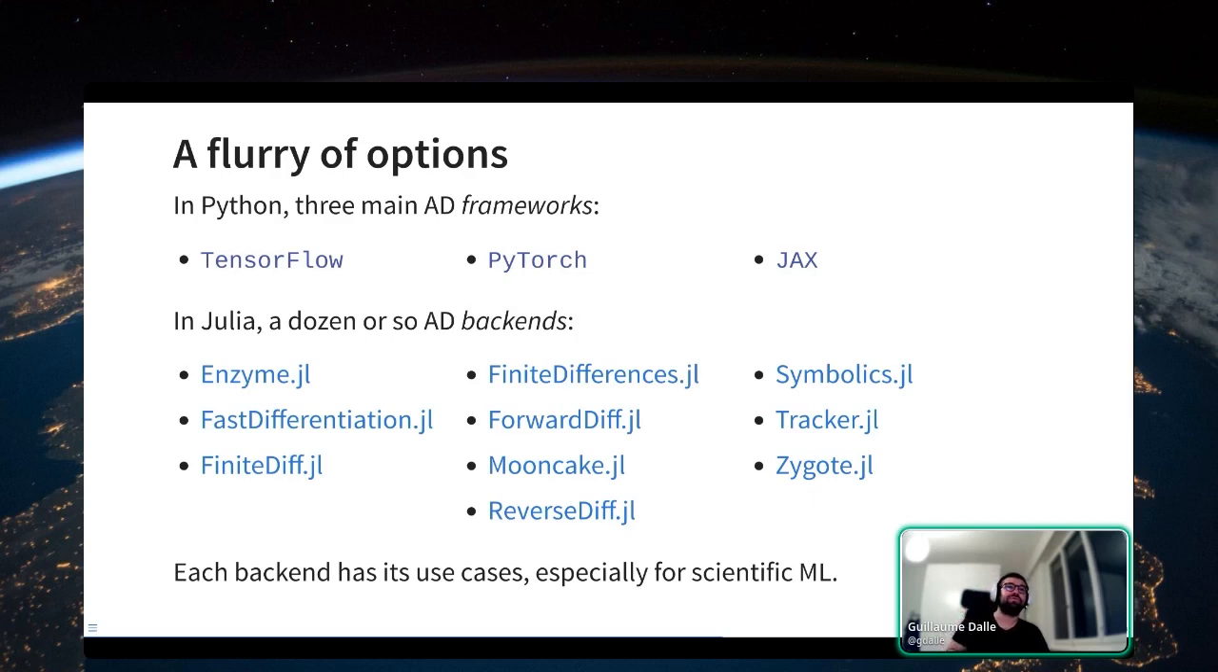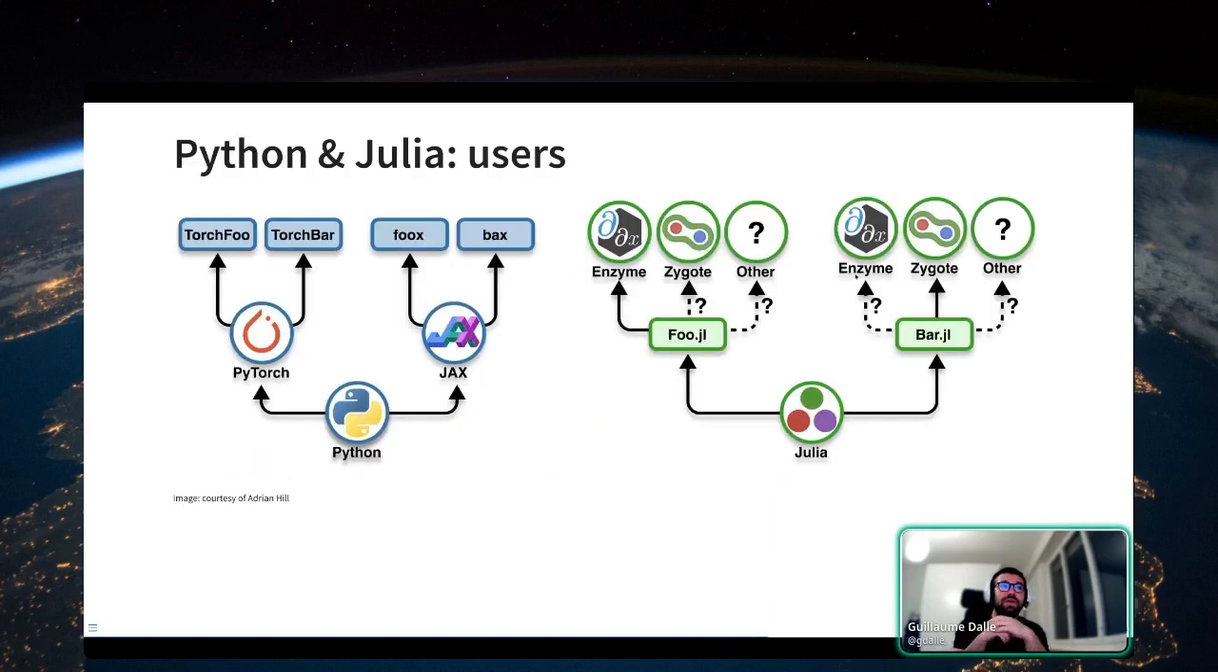And you may wonder why I call the ones in Python frameworks and the ones in Julia backends. The reason for that is because in Python, you do everything within the framework, whereas in Julia, the backend takes a more hidden role and does not necessarily interfere with your code itself. To be precise, what happens in Python is that the first thing you do for your project is you pick a framework.